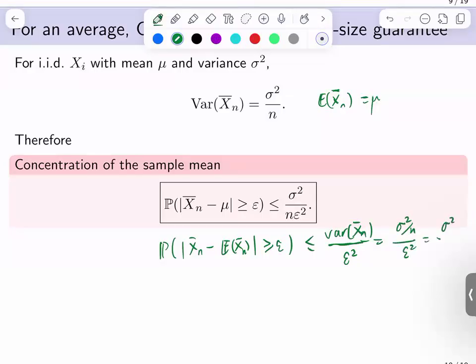So when I just simplify, I get this. Okay, so this is the form. You can see the n appears here, and this comes from this. Now we easily see that as n goes to infinity, this side is going to 0. So this probability is going to 0.